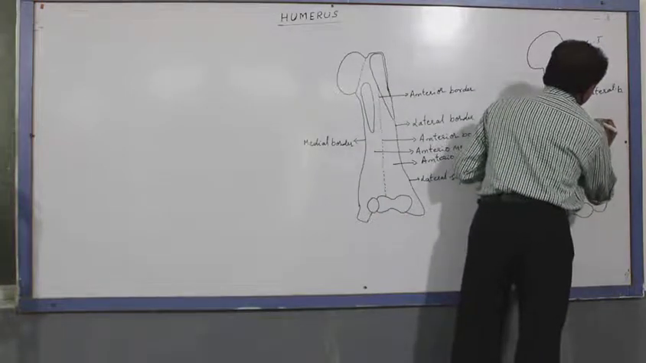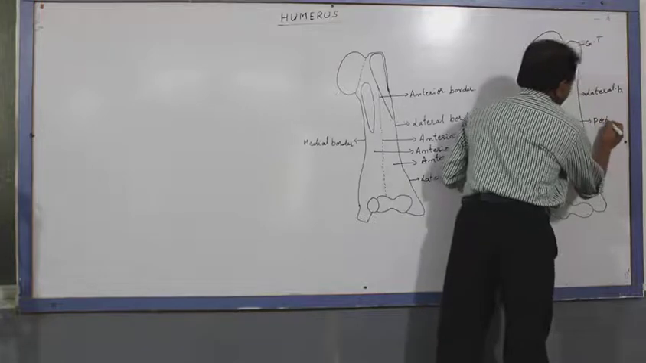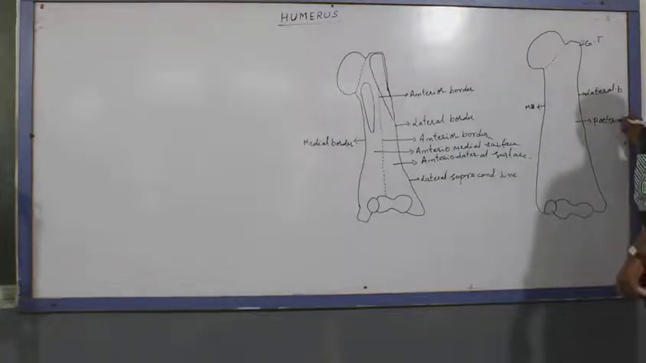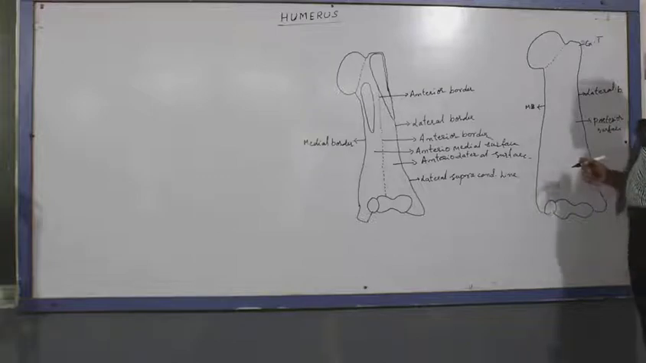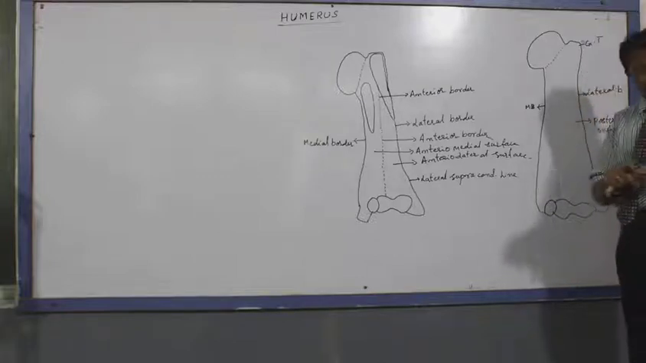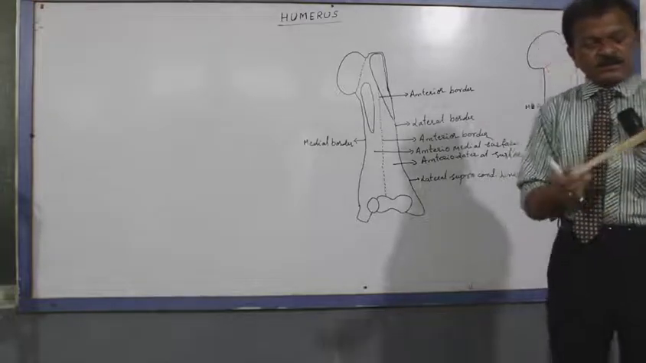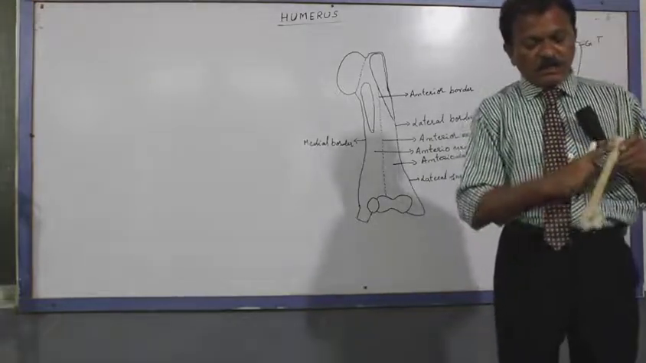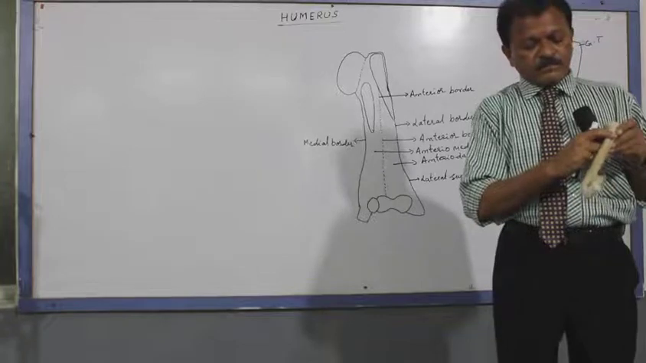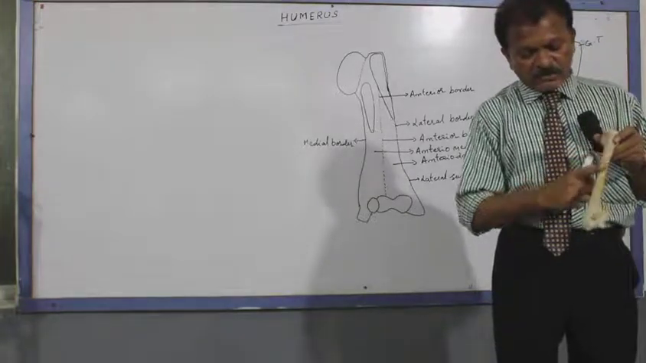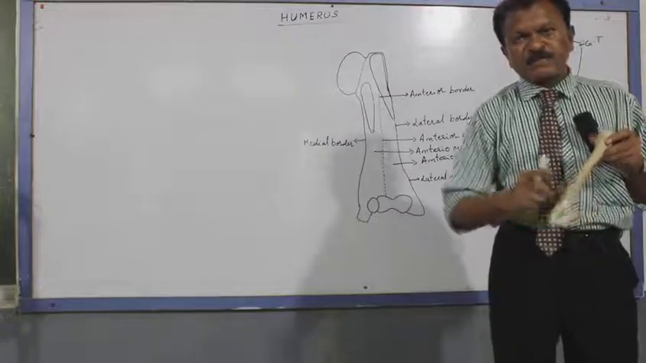is called the posterior surface. It's a posterior surface. The posterior surface is present in between the medial border and the lateral border.